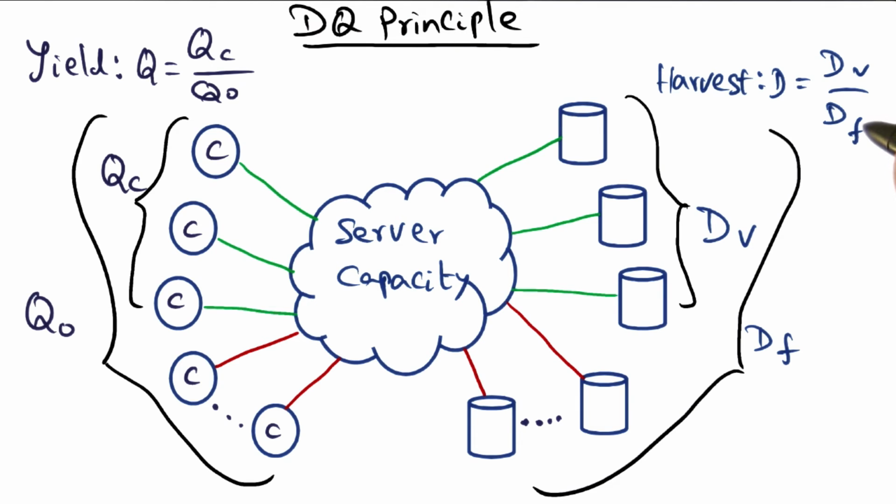That is, harvest is defined as the ratio of the available data to the full corpus of data. Again, this is going to be a ratio between 0 and 1. Ideally, you want to make sure that the harvest is 1, meaning that the incoming request is completely served with all the data that it wants.